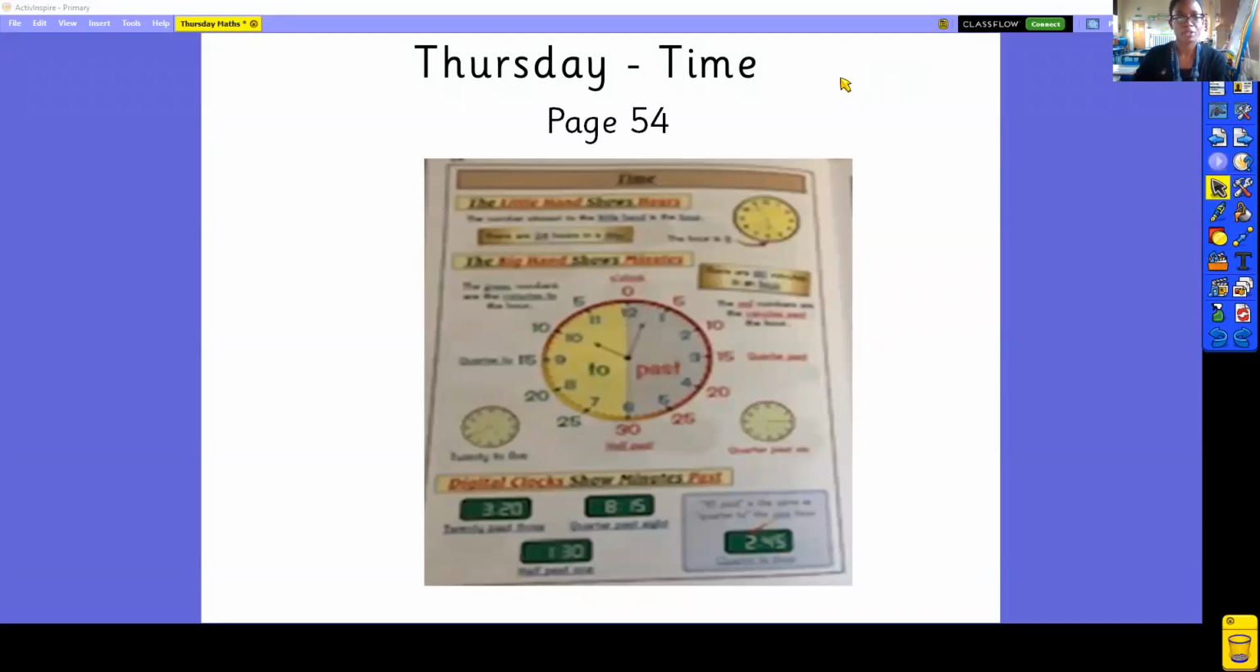Good morning and welcome to Thursday, and our focus now moves to time. Please go to page 54 in your CGP. Got it ready? Right. Okay, we're going to be thinking about the little hand, big hands and digital clocks.